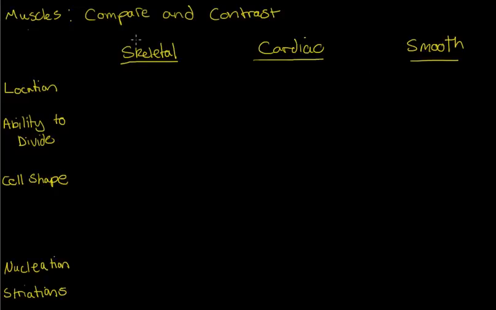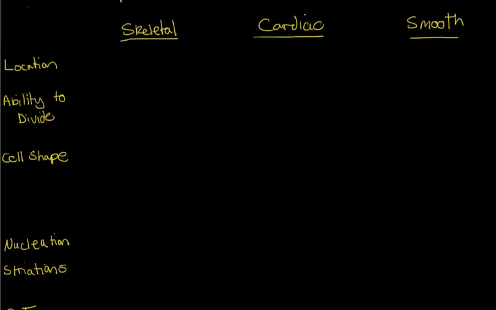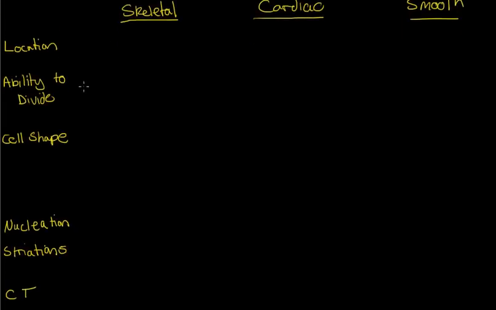Today what we're going to do is compare and contrast the different types of muscles that we have in our body. And for the most part, this is all going to be found in table 10.2 in your textbook, so you can feel free to follow along if you'd like. And we'll get started. So we've got skeletal, cardiac, and smooth muscle lined up here.